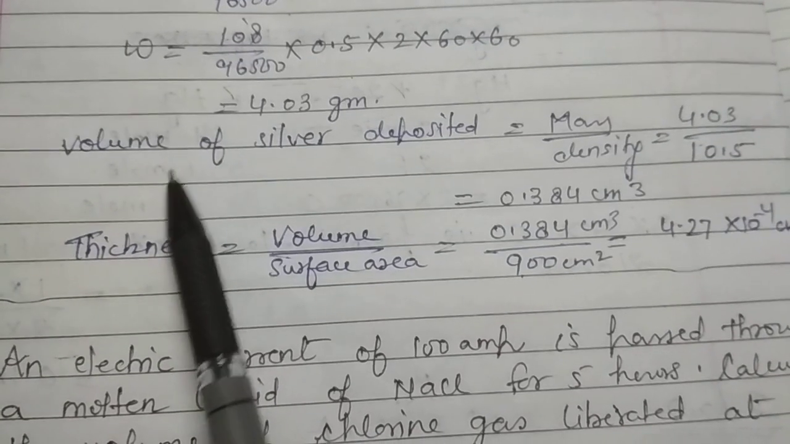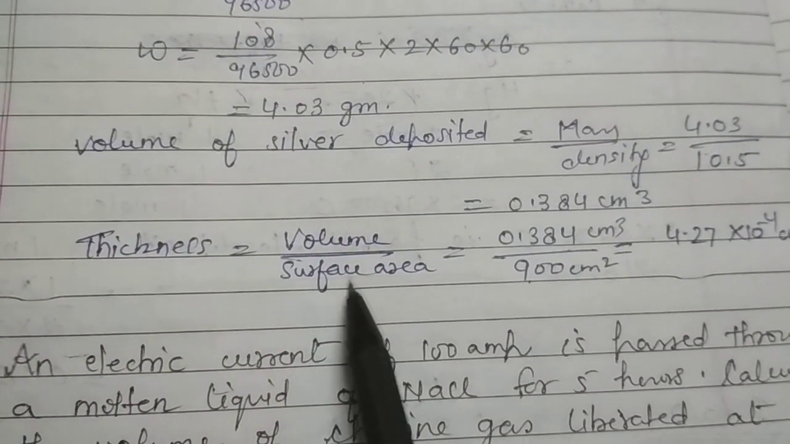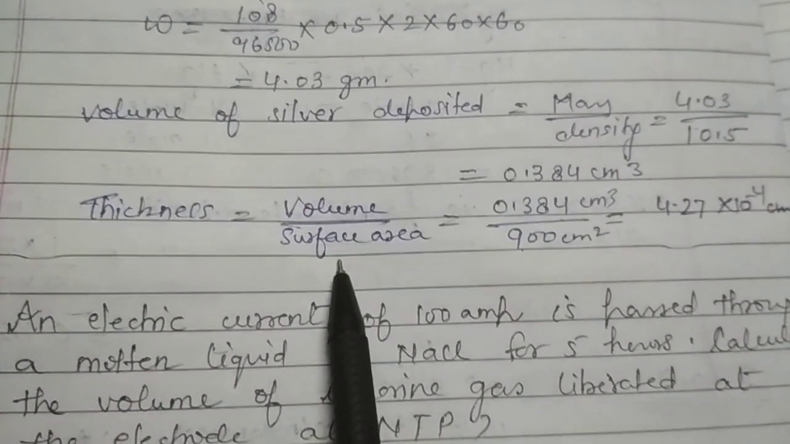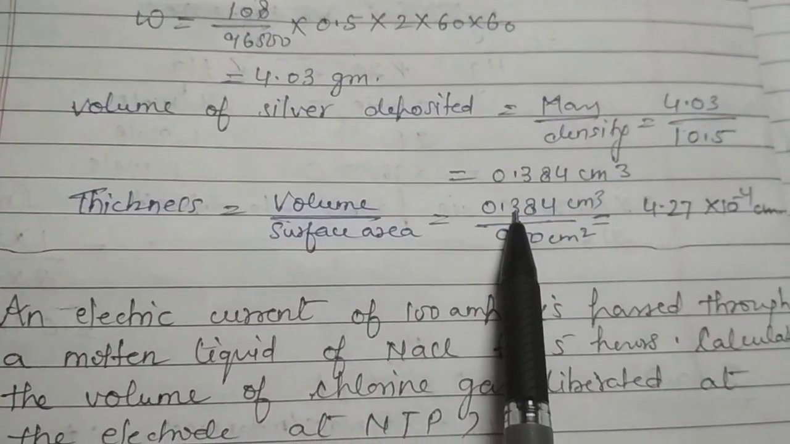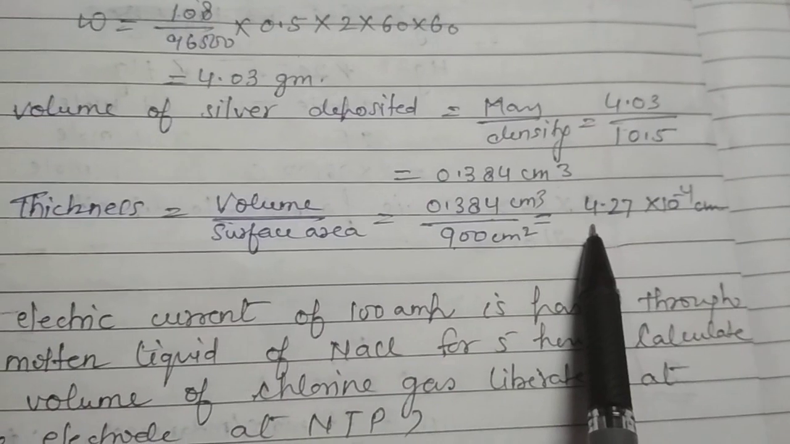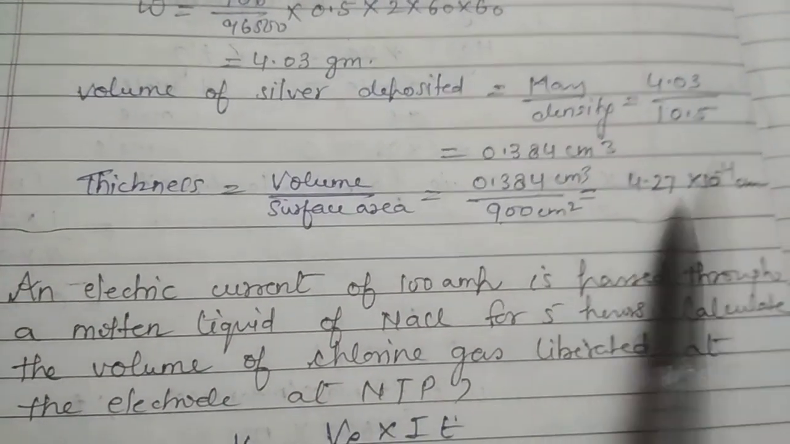And with the help of volume, we can calculate the thickness if we have been given the surface area. And surface area is also given in the question. So thickness is equal to volume upon surface area. Volume is being calculated. Surface area is given in the question. So by this calculation, we can calculate the value of thickness of silver deposited. Now let's see the last question.